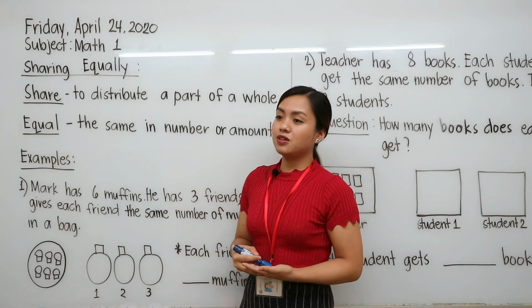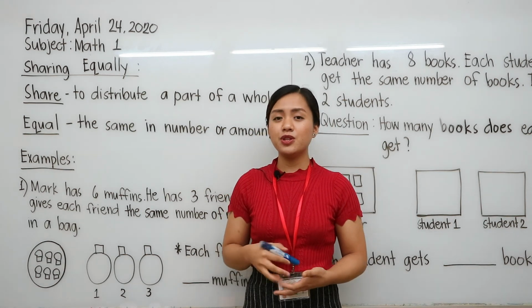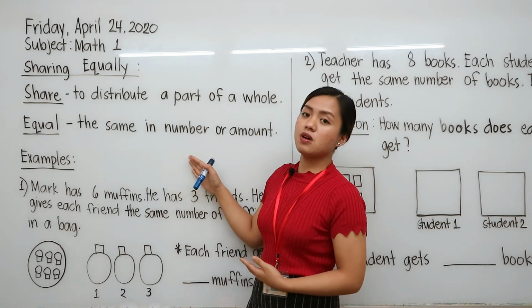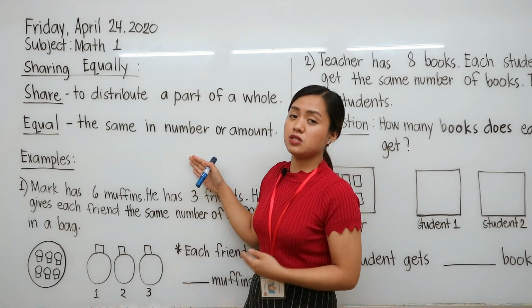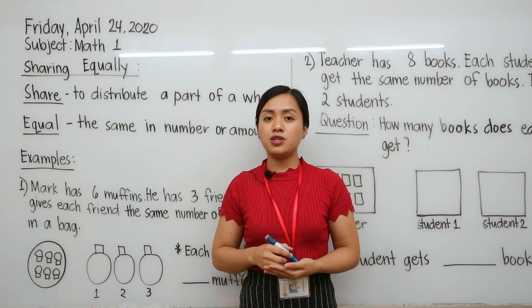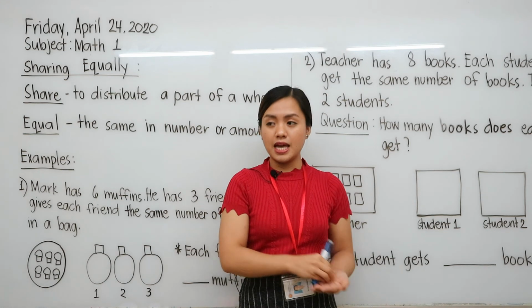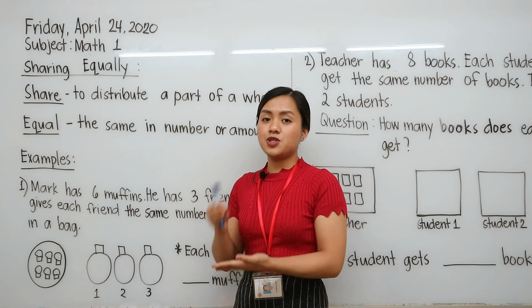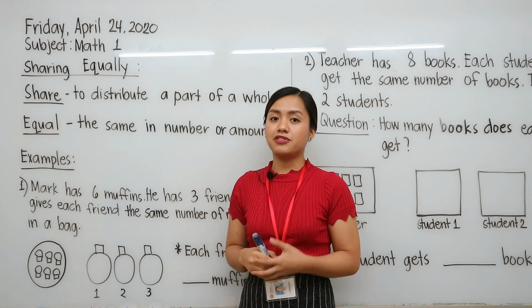We also have here the word equal. So what do we mean if we say equal? It says here the same in number or amount, which means it should be balanced. So if we say sharing equally, then we are going to take a part of a whole and put it in a particular group equally for it to have the same amount of number.